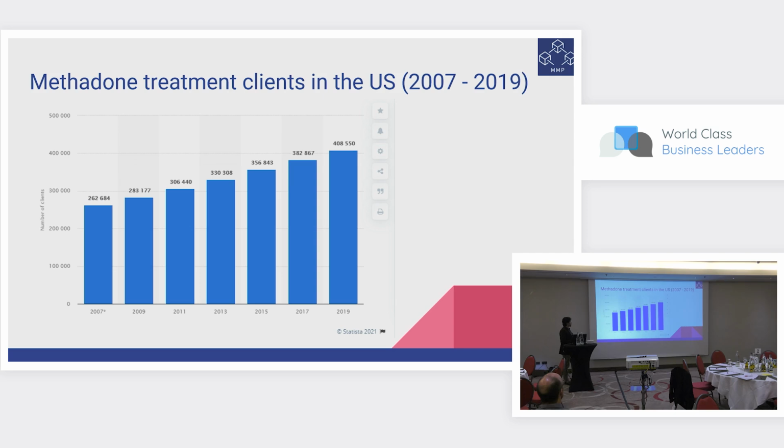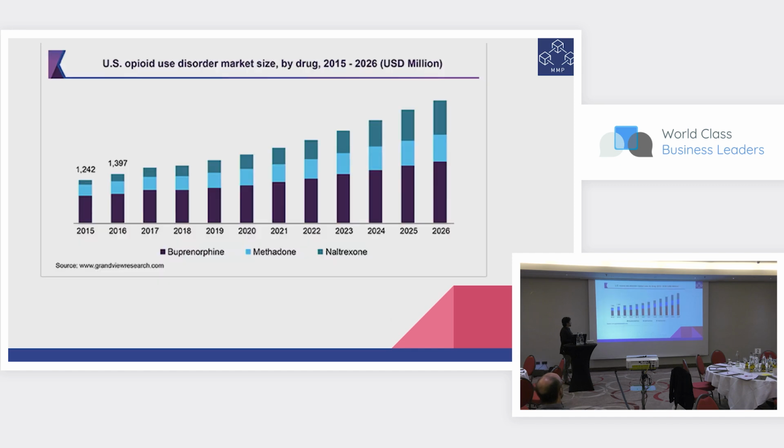And these are some of the numbers on the number of methadone treatment clients in the US, and it has increased over time up until 2019, and again, after 2019, it continues to increase. And this is the opioid use disorder market by size by drug, which is 3 drugs used to treat patients with opioid use disorder. As you can see, in 2016, the total market was 1.3 billion, and it is projected to increase almost threefold by 2026.